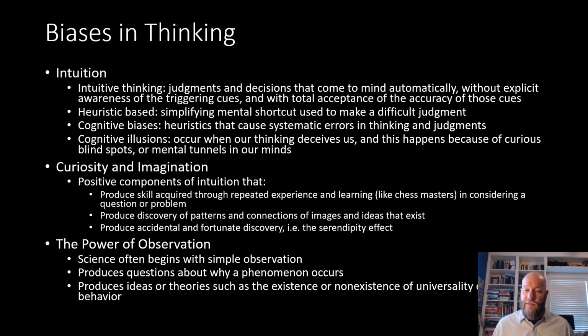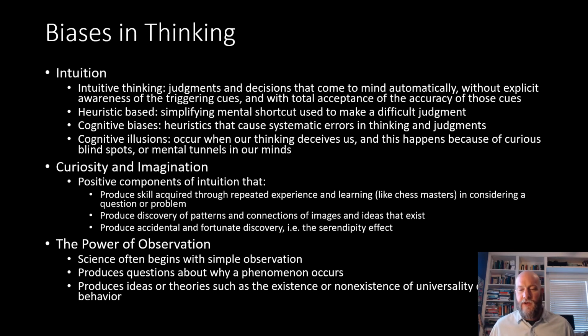But there are types of heuristics that we apply cognitively that are potentially leading us to error, right? These are where our cognitive biases come from. These are shortcuts that we use that are systematic, and they lead to errors in our judgments and our thinking.